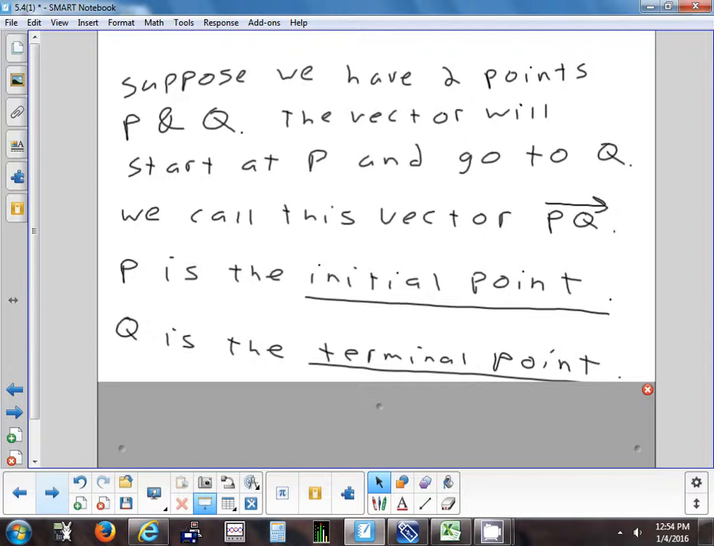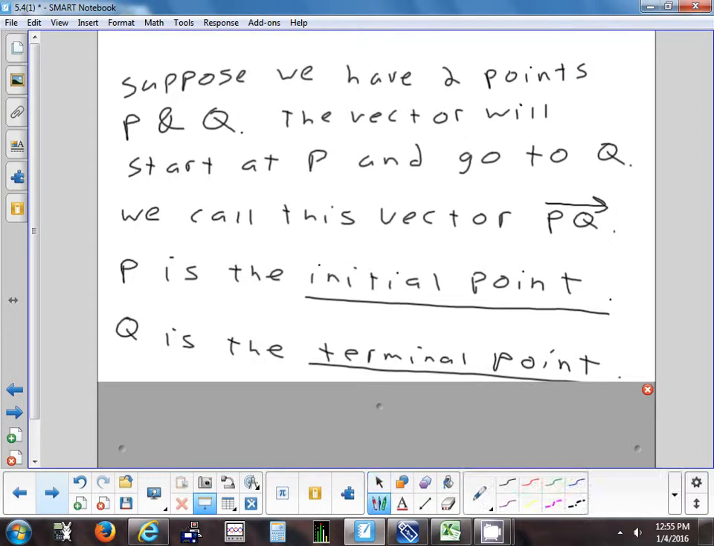One way you can write that is as a ray, like you did in geometry. Ray PQ. And that's fine, but if you're going to be writing a lot about vectors, it'd be nice to have an even shorter way, so we'll talk about that in a second.